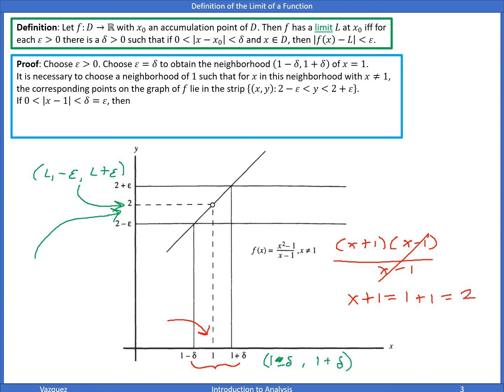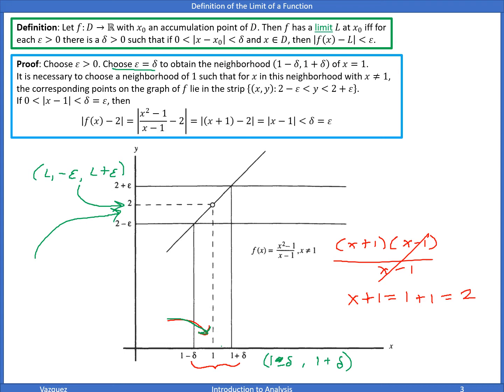Okay, well, again, we're just stating that the distance between x and 1, for any point in here, is less than delta, and it has to be positive, well, that equals epsilon by our choice up here.